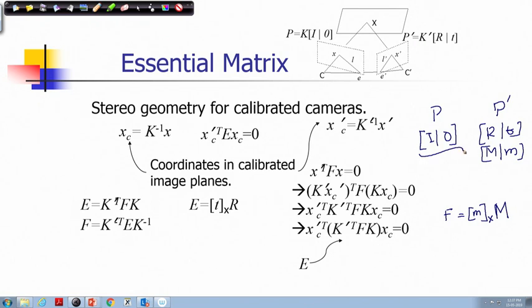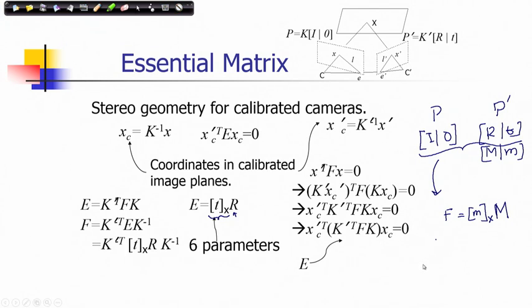In this particular setup, using the same relationship, I can write E as [T]x R. This is how the essential matrix can be represented or derived. Here you note that there are only 6 parameters involved in this operation: 3 parameters related to the translation of the camera center, and 3 for the rotation of the axes. So, there are 6 parameters involved in constructing the essential matrix.